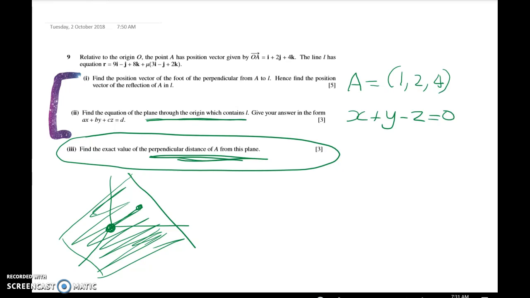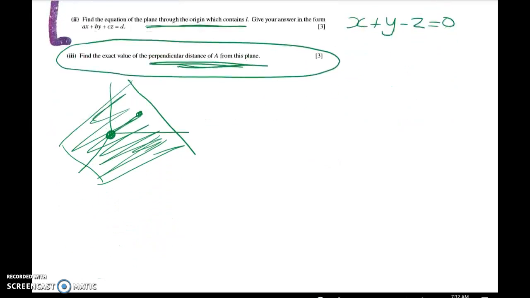So part 3 has two ways of doing it. One of them is really, really easy. If you remember how to use a formula for the distance from a point to the plane, this is a very, very fast question. But I'm going to do it two different ways in case you forget that in the exam. And I think it's a nice example of how we can use what we've learned so far.